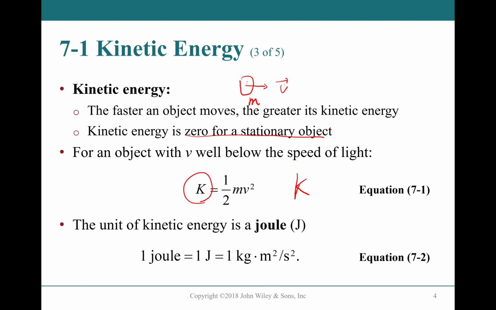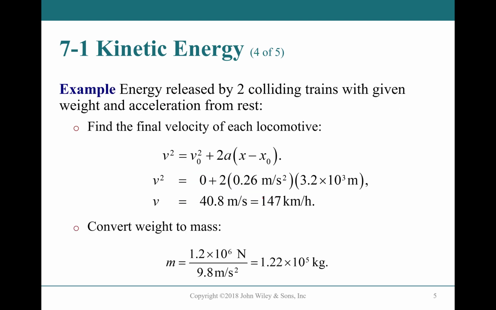So we know an object in motion has kinetic energy. Kinetic energy depends on the mass and also depends on the speed. So this is kinetic energy. And we have a calculation here.